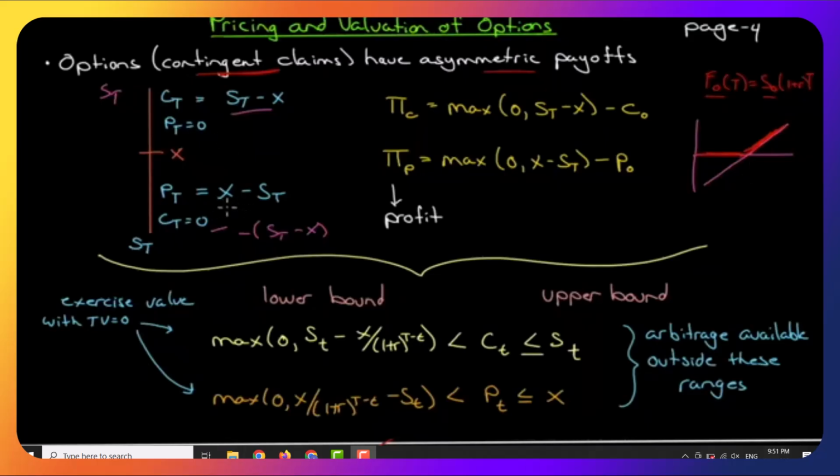Look at the put. The put down here is X minus ST, but up here it is zero. It is not as if it's negative X minus ST. So because of this, we have these ranges we'll get to down here, the lower bound and the upper bound.